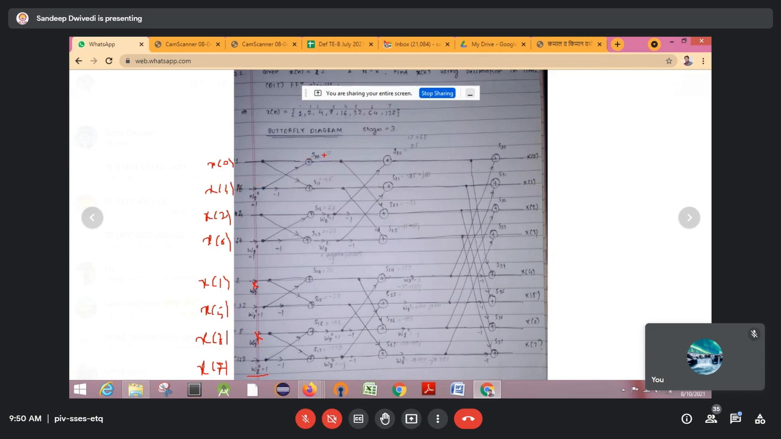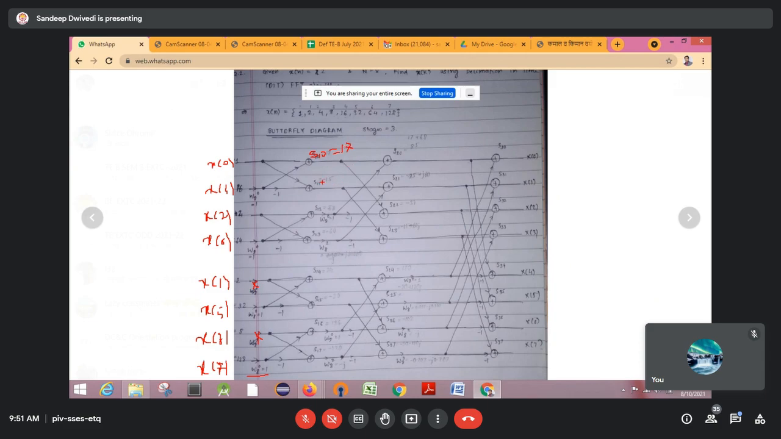So this x1 of 0 will be simply x of 0 plus x of 4. It is multiplied by 1, so that is not going to affect anything. So your x of 0 is 1, and x of 4 is 16. So this will be 17. Please verify you are getting 17 or not. So this value is 17.